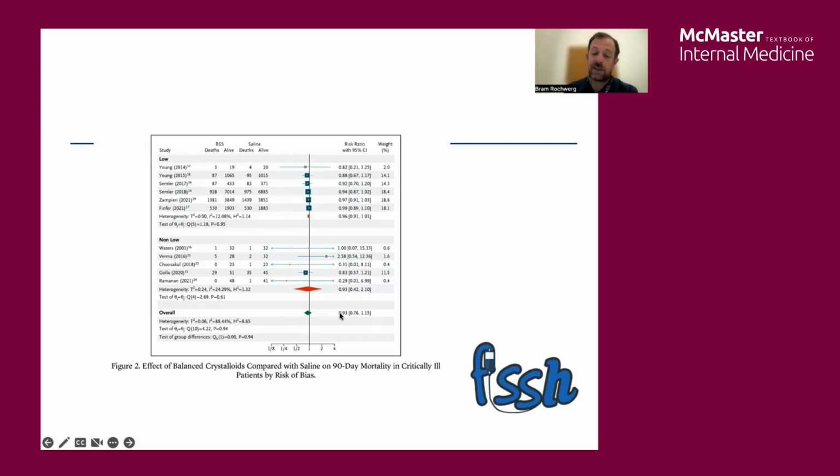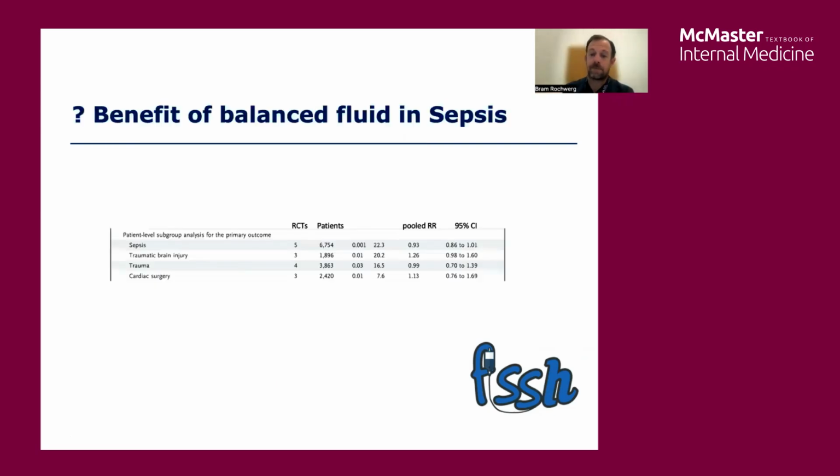The pooled point estimate suggests a 7% reduction in mortality with balanced crystalloid, but you can see wide confidence intervals that don't exclude benefit and harm. So hard to walk away from this and say, we should be using one type of crystalloid or the other.